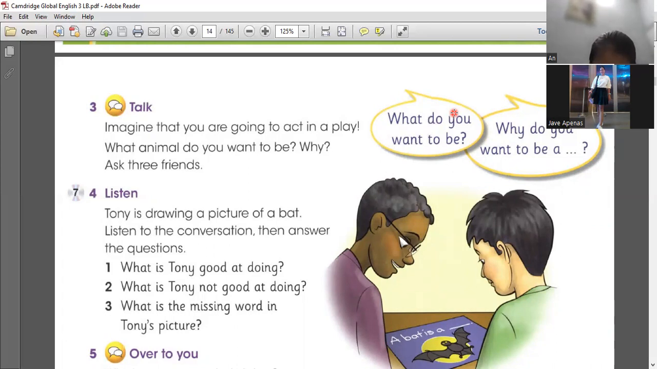I want to be a tiger. Tiger? Why? That sounds great. Do you like it? And what are other reasons aside from that? Because it's fierce. Yeah. And can you roar like a tiger? Does a tiger roar?